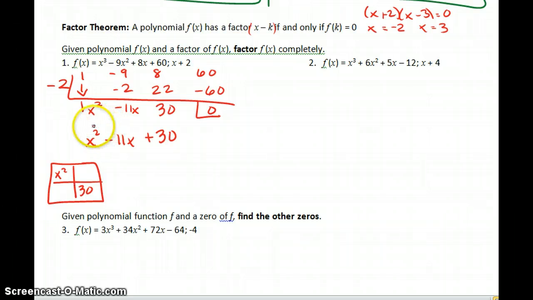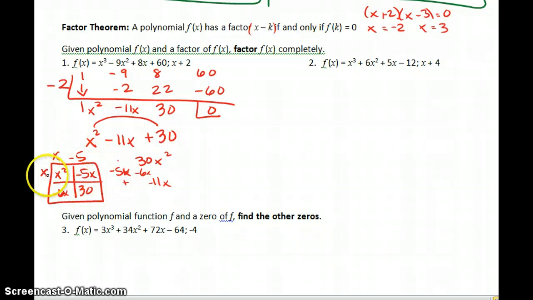And now I need two numbers that will multiply to give me 30x squared, and that will add to give me -11x. The two numbers I'm thinking of are -5x and -6x. So then these two have an x in common. These have -5. From left to right, we have an x, and this is a -6.